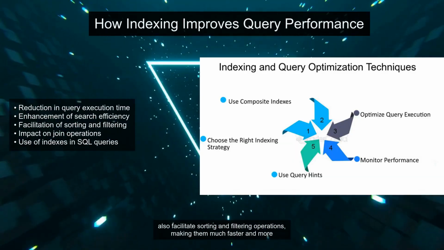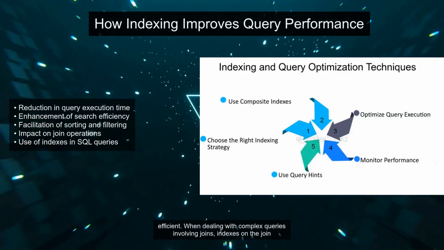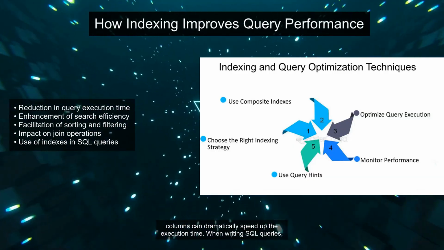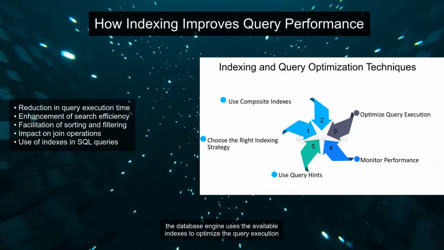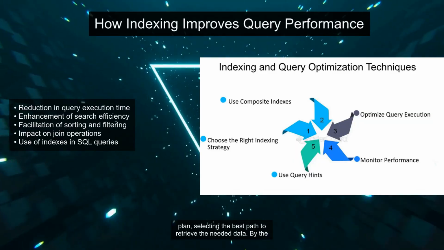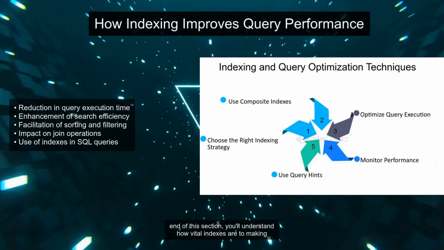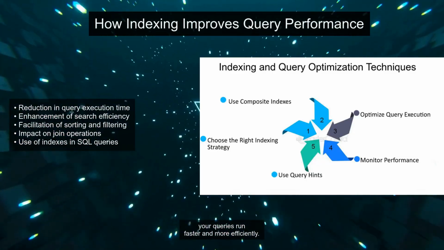Indexes also facilitate sorting and filtering operations, making them much faster and more efficient. When dealing with complex queries involving joins, indexes on the join columns can dramatically speed up the execution time. When writing SQL queries, the database engine uses the available indexes to optimize the query execution plan, selecting the best path to retrieve the needed data. By the end of this section, you'll understand how vital indexes are to making your queries run faster and more efficiently.